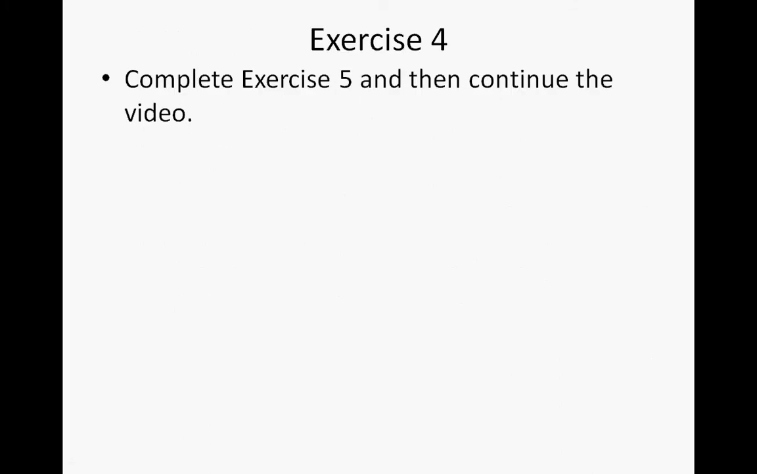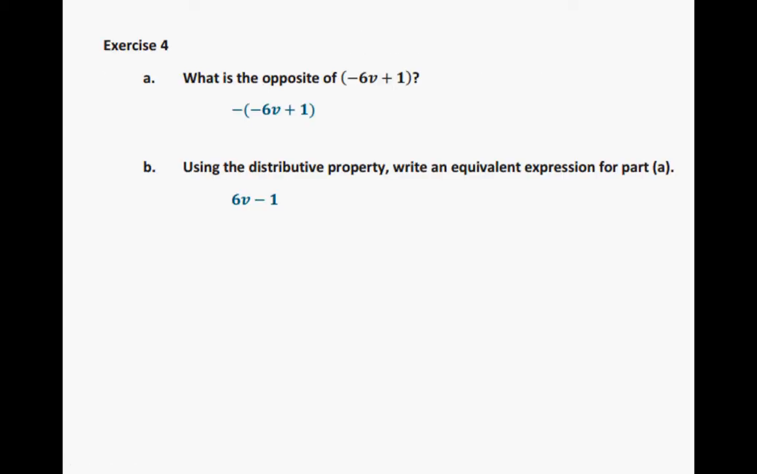All right. Go ahead and complete exercise 4, and then continue the video. All right, so you're done with exercise 4. What is the opposite of the quantity of negative 6v plus 1? Well, that means we take the opposite of it, so the opposite of the quantity of negative 6v plus 1.